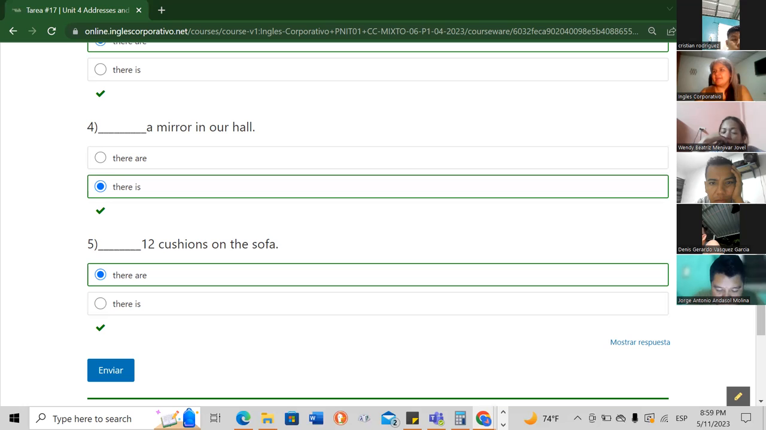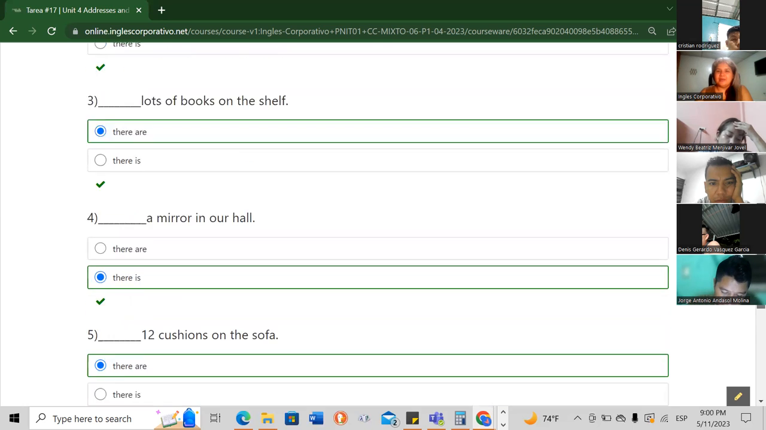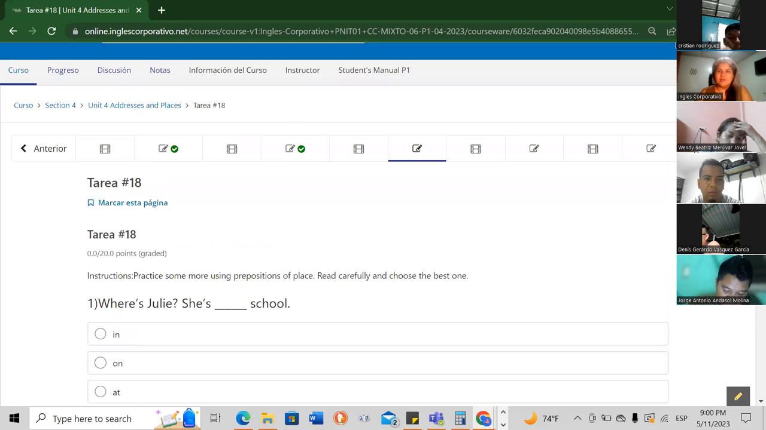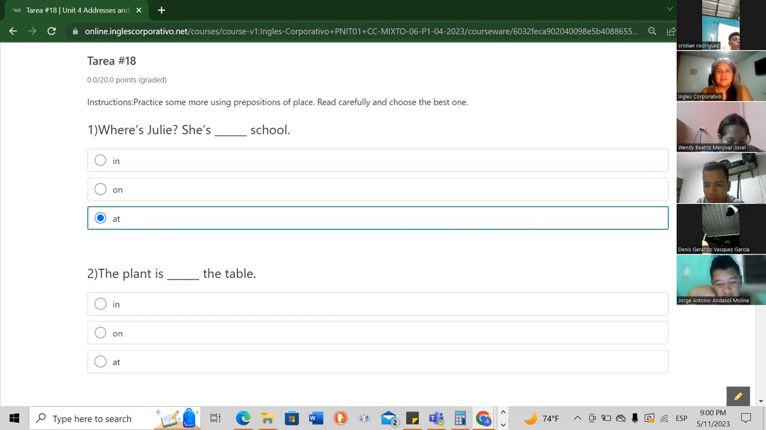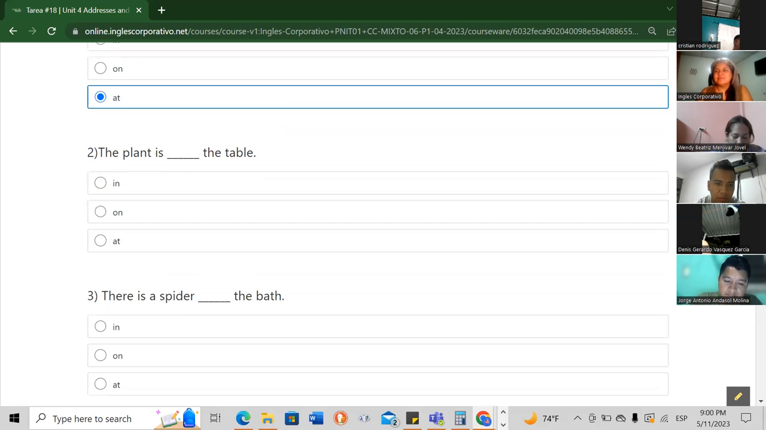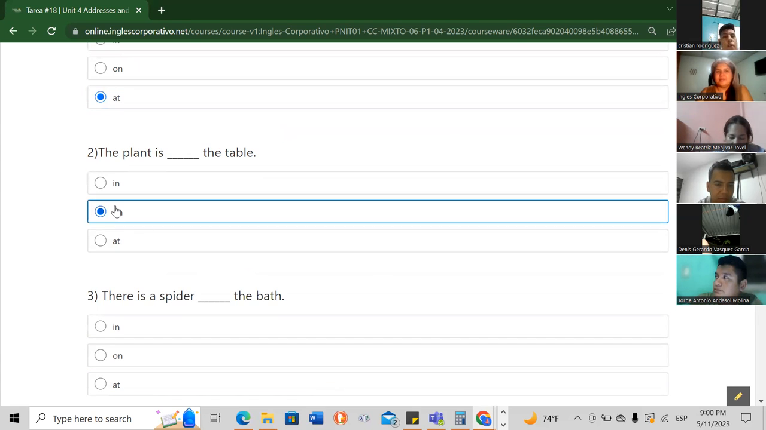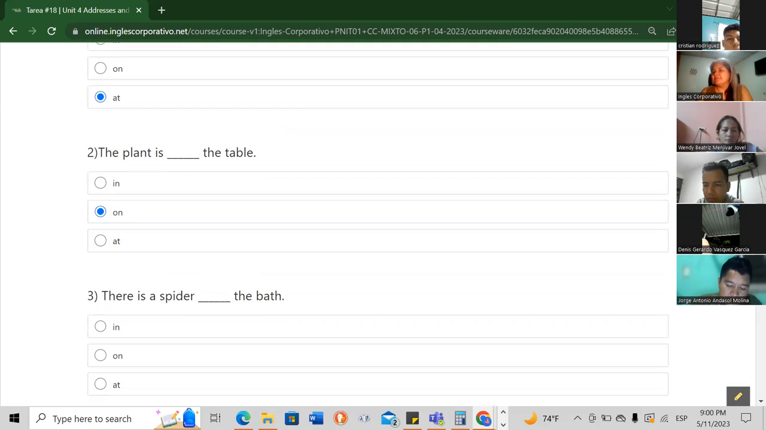Ok. La tarea 18 también es de preposition of place, que eso ya lo vimos. ¿Quieren hacerla también? Veamos. Sería bueno. La 18, sorry, 18. Okay, Julie's. Where is Julie? She's. Oh. Sería at. In, on, or at? At. Okay, the plant is? On the table. On the table, okay. Muy bien.